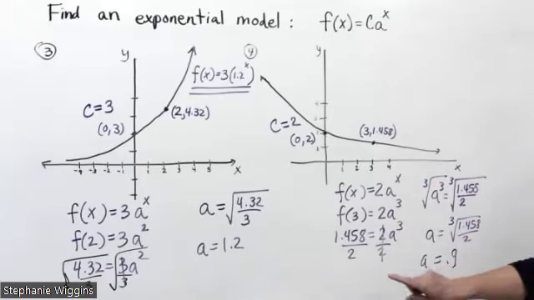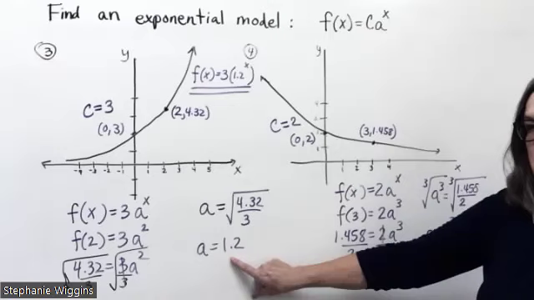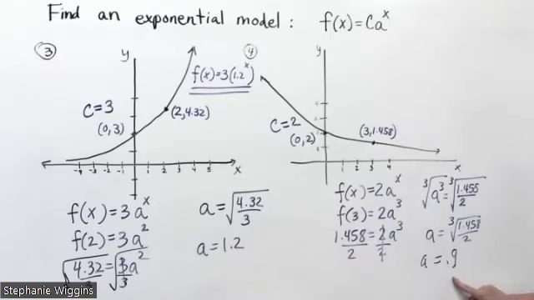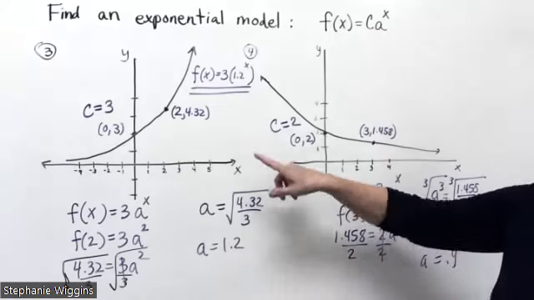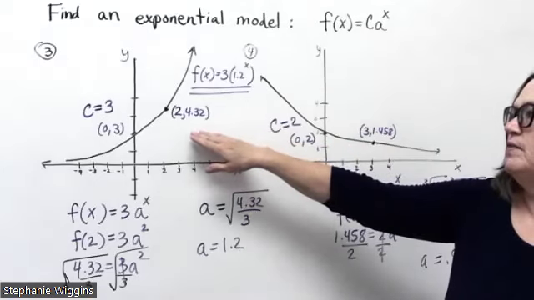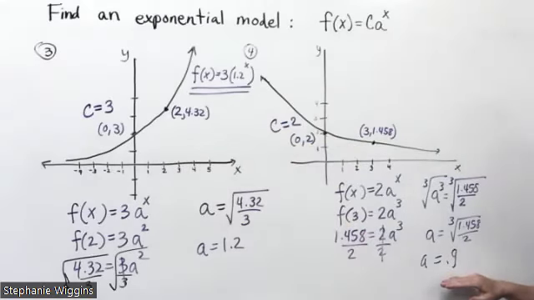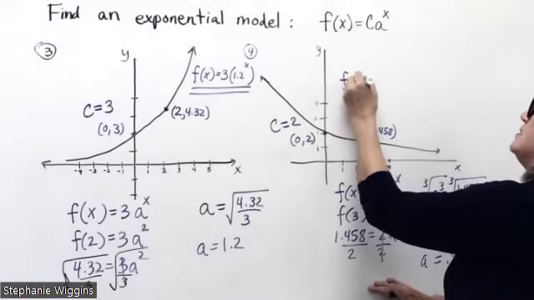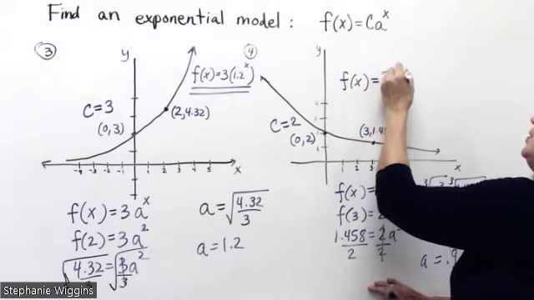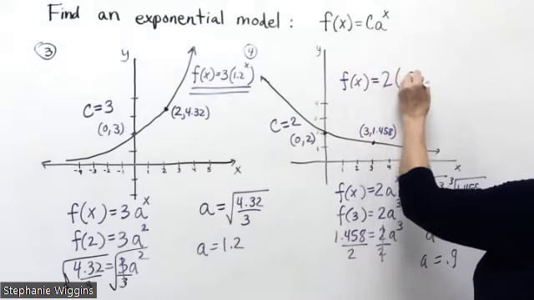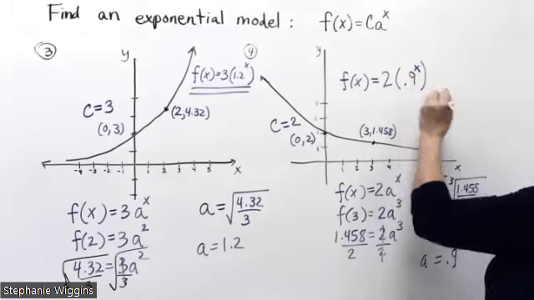Now, notice that this a is greater than 1, and this a is less than 1. Your a has to be positive, right? But if it's greater than 1, then that just means that our function is an exponential growth. And if it's between 0 and 1, then you've got a decline. So that's exactly what we have here. So for this particular model, f of x equals 2 times 0.9 to the power of x.